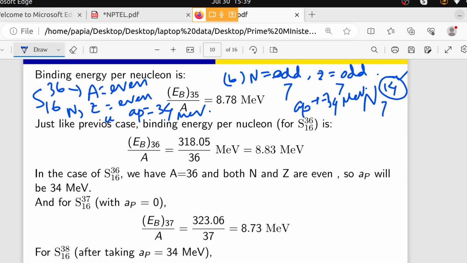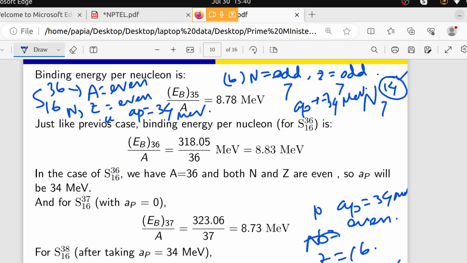And again for S-16-38, we can have AP equals 34 MeV. Z will be 16 and N will be 38 minus 16. So what will be the value? This is 22. Okay, so both are even, that means we can have AP equals 34. We have to take the AP value non-zero, which will be 34 MeV, and putting these values for calculating EB, we can have EB 38 divided by A, which is 8.727 MeV.